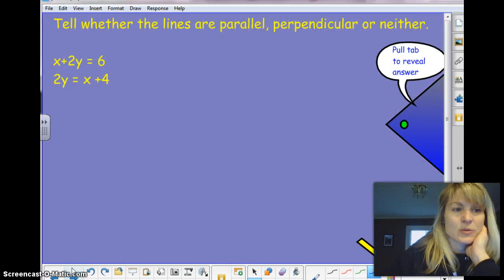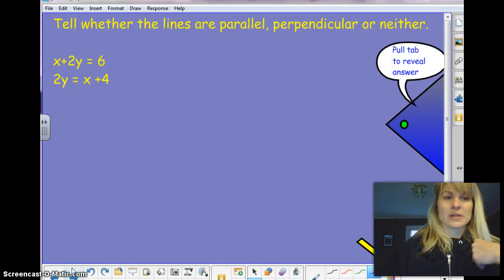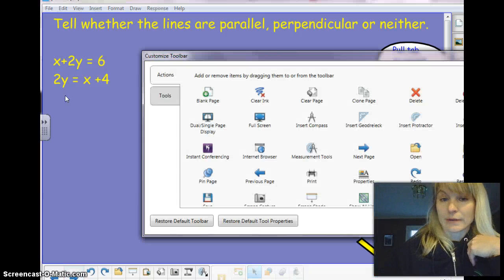So then let's look at this one. This one I want to determine if it's parallel, perpendicular, or neither.